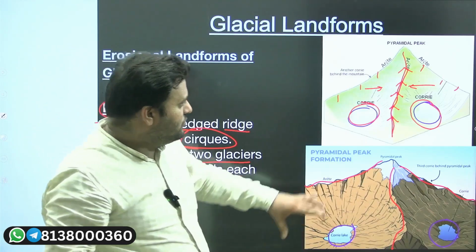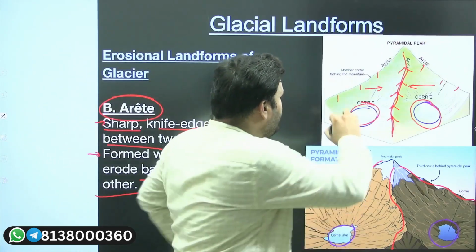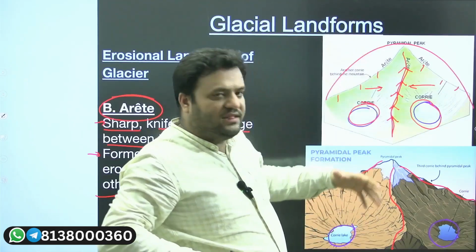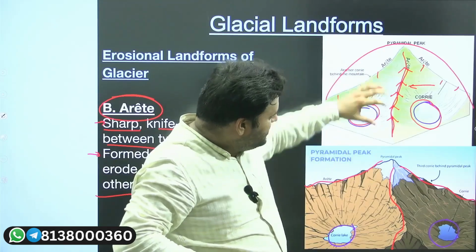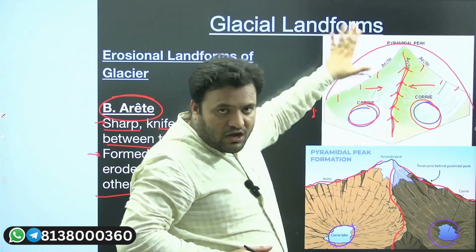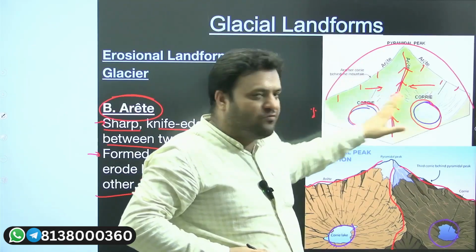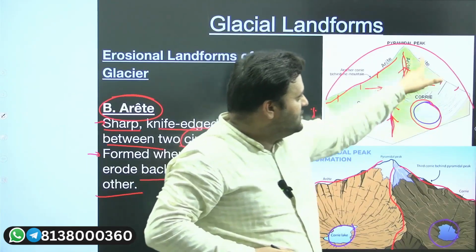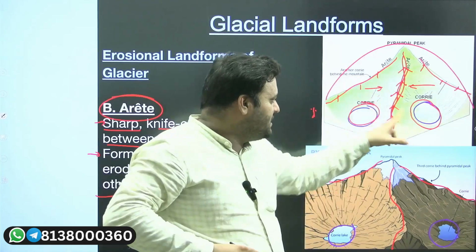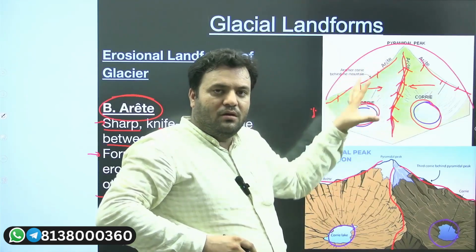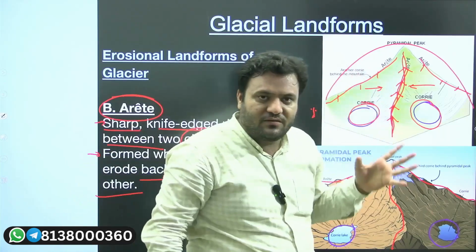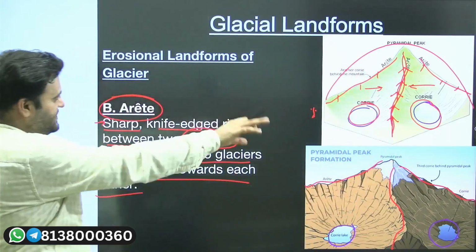Arête. So suppose this is a full mountain like this. When the glacier is moving like this, it will lead to erosion, deposition, and Cori Lake is formed. The topographical features which separate cirques and have knife-shaped ridges are termed as arête. So these are arête.